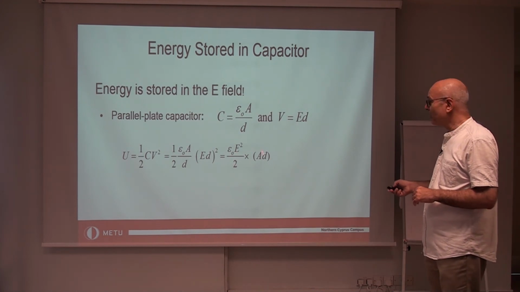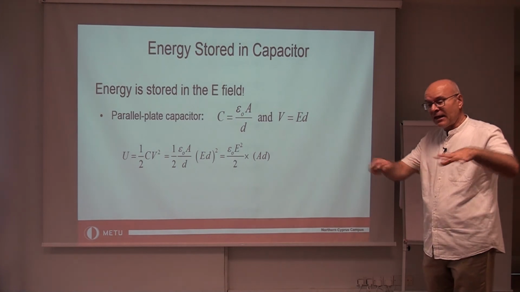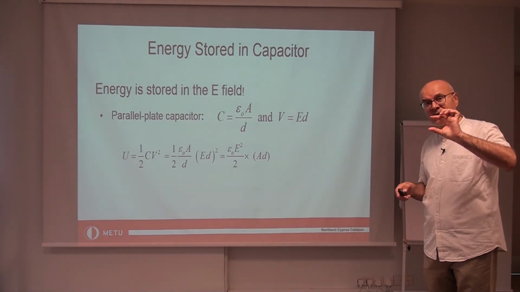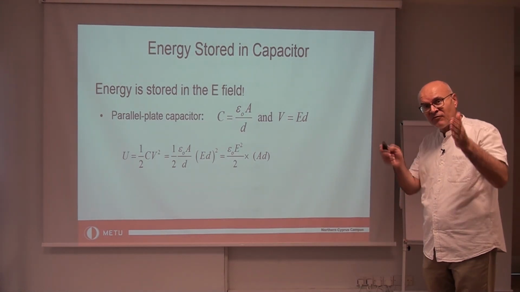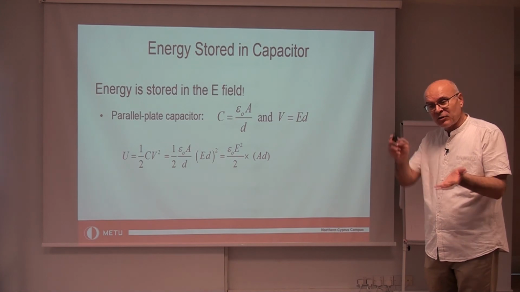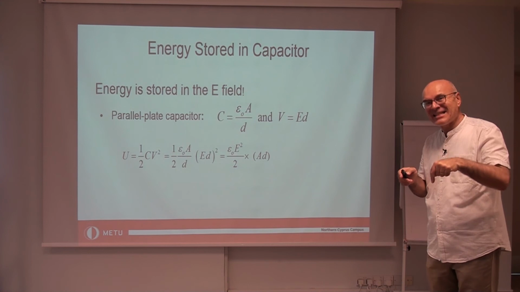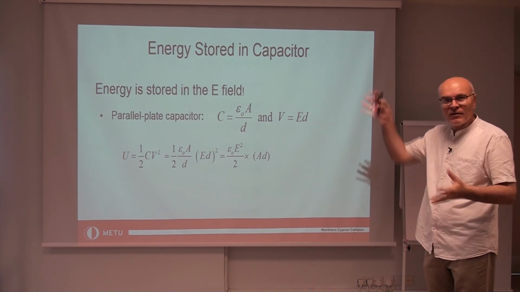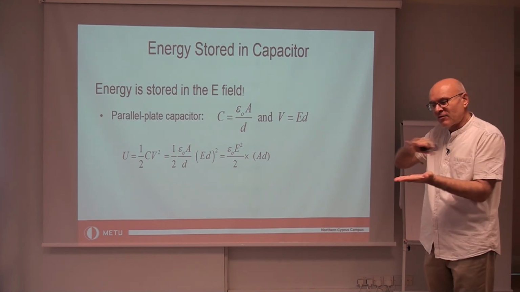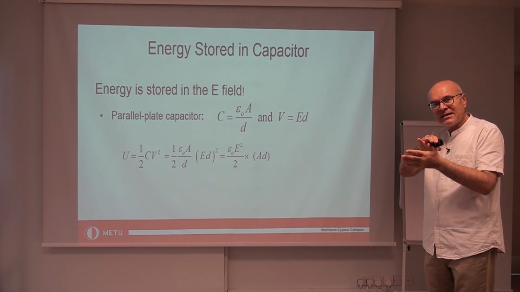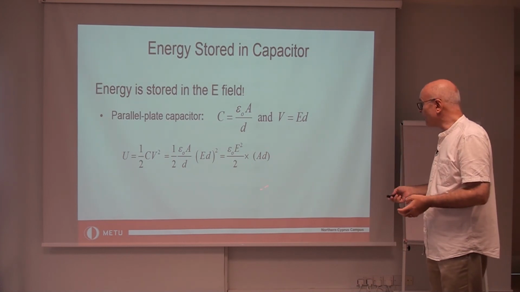this quantity. What is this quantity? This is the area of the plates multiplied by the plate separation. And this is what? It is the volume of the space between the two plates. And it is the volume where the electric field exists, because the electric field elsewhere is zero in case of parallel plates. Okay? The electric field is non-zero only in this volume.